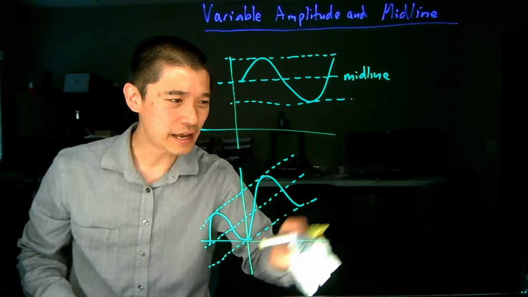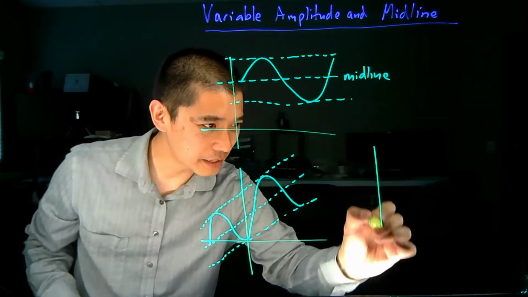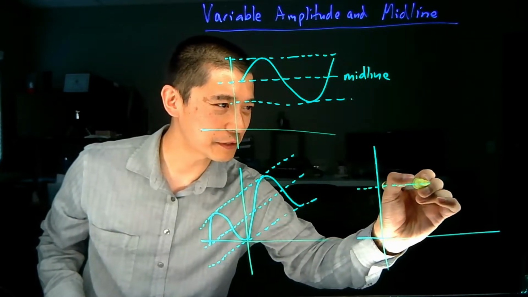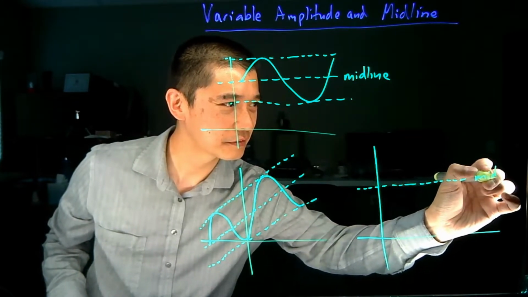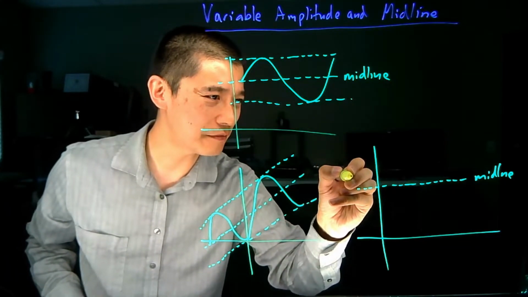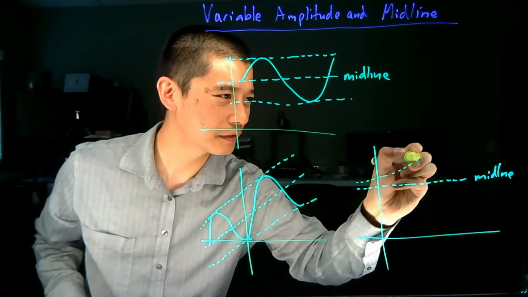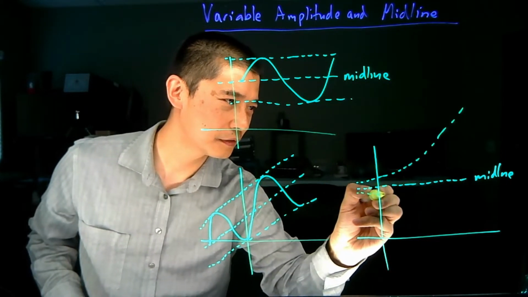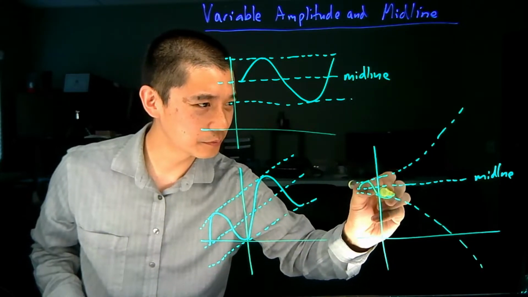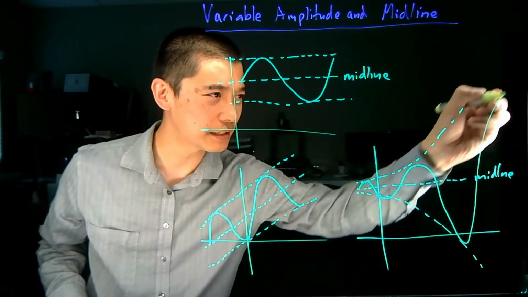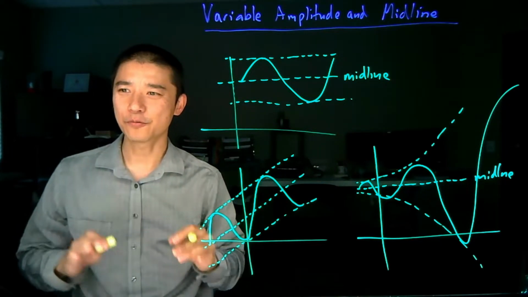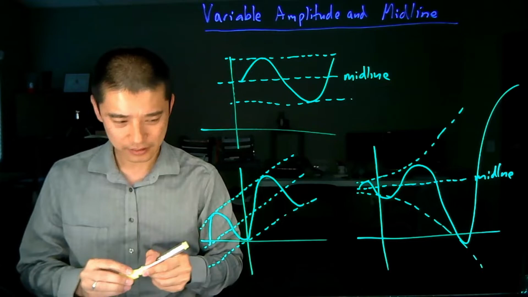Alternatively, you can have a variable amplitude. So, for example, let's say we have a fixed midline. But now instead of a constant amplitude, let's say we have an increasing amplitude. And now our function will take on a shape that looks more like this. And so both of these shapes are easily accessible from the setup that we currently have. Let's take a look at that.